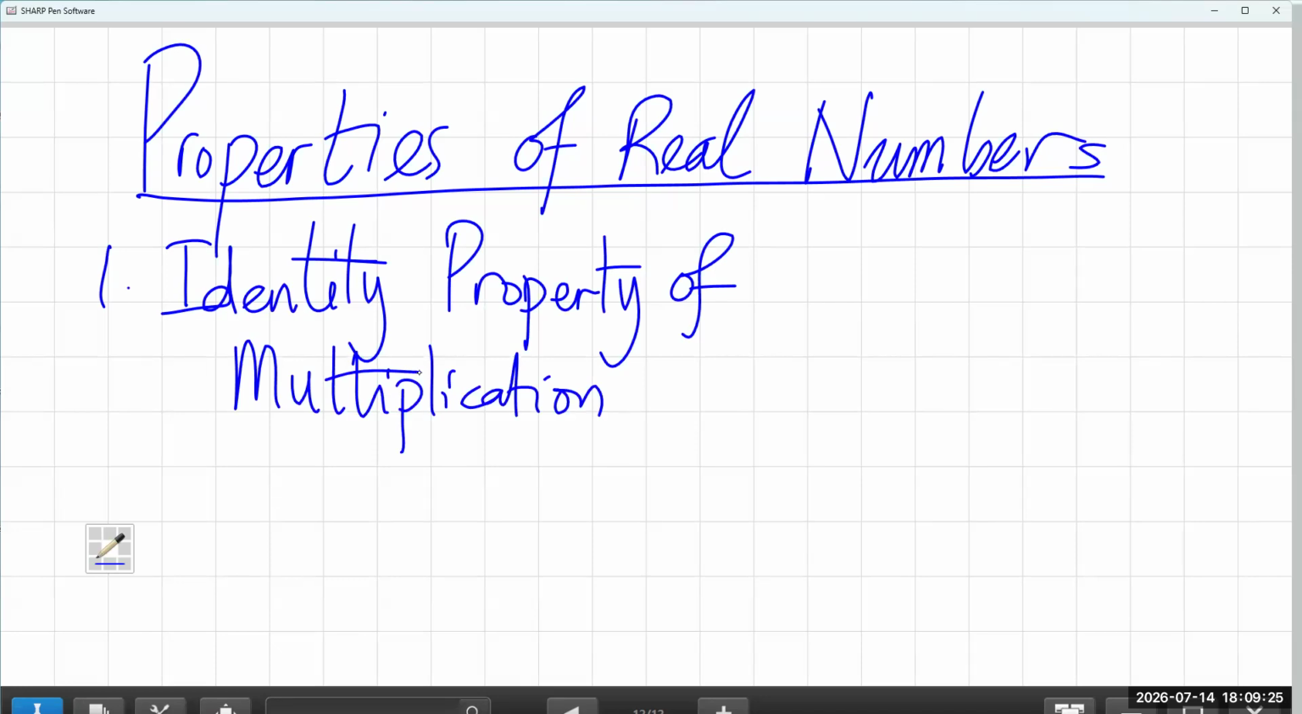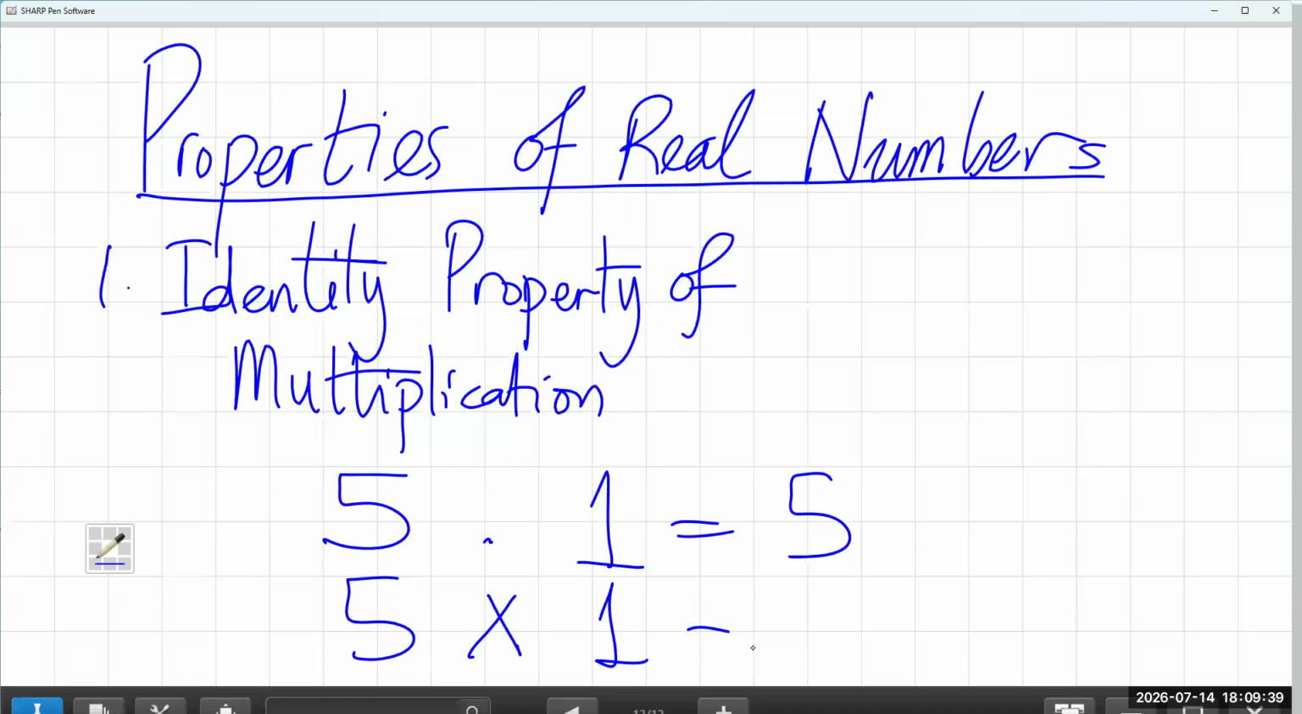So the identity property of multiplication is saying that if you multiply a number like 5 times 1, it is equal to 5. Now, somebody might ask, why would you need to say that? Well, when you're adding fractions and trying to get a common denominator, sometimes you're actually multiplying by 1. So even if it looks strange that we have to tell you this, there's a reason.